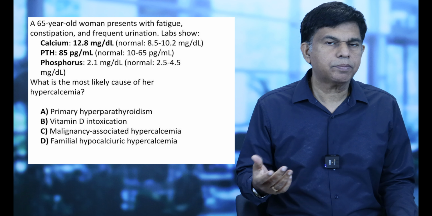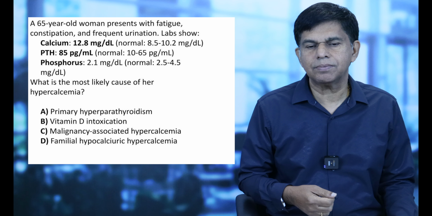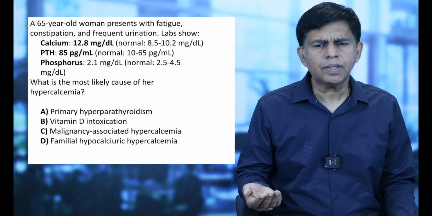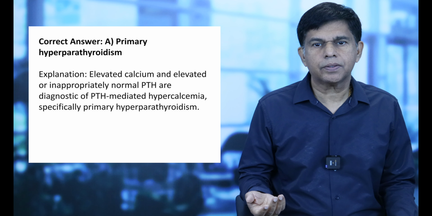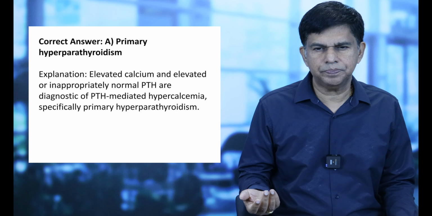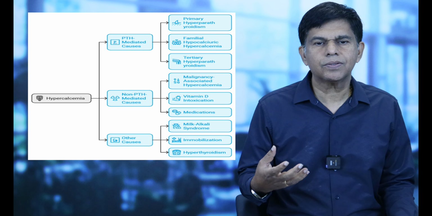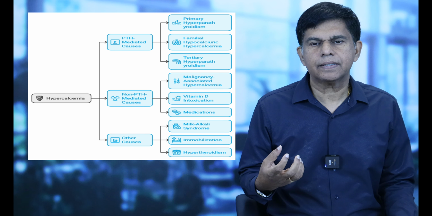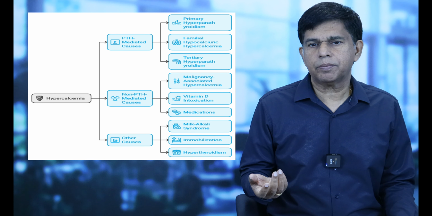There are four options: primary hyperparathyroidism, vitamin D intoxication, malignancy-associated hypercalcemia, and familial hypocalciuric hypercalcemia. The correct answer is primary hyperparathyroidism, because you have elevated calcium and elevated PTH levels. So PTH-mediated hypercalcemia, primary hyperparathyroidism, is the answer. Now let's look at some of the common causes. If it is PTH mediated, you have to think about primary. The first thing you always have to think of is primary hyperparathyroidism.